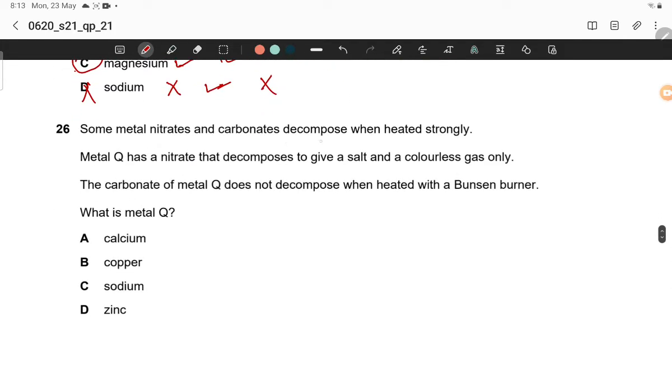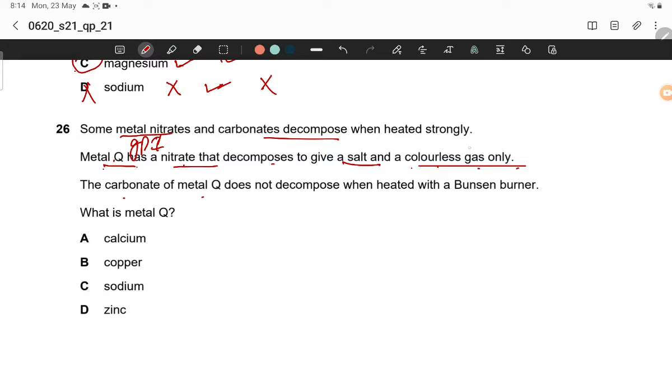Sodium metal nitrates and carbonates decompose when heated strongly. Metal Q has a nitrate that decomposes to give a salt and a colorless gas only. The carbonate of metal Q does not decompose when heated with a Bunsen burner. Metal Q has a nitrate that decomposes to give a salt and a colorless gas only. So this is a group 1 metal.